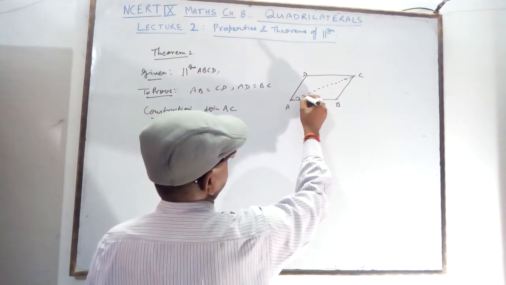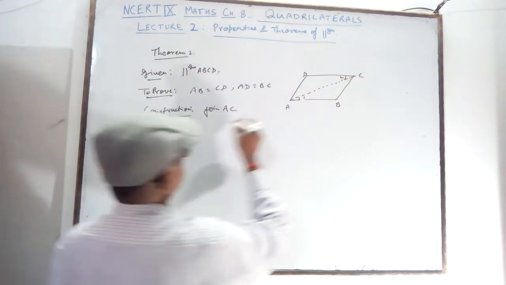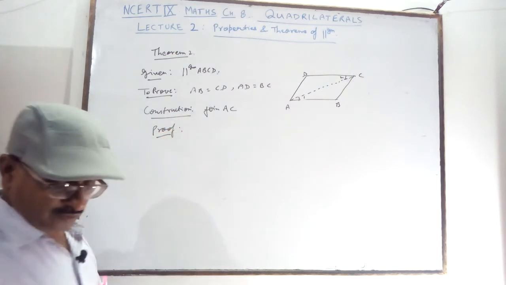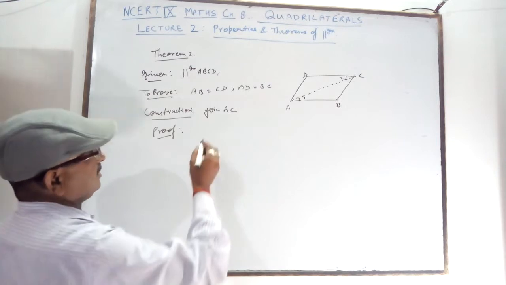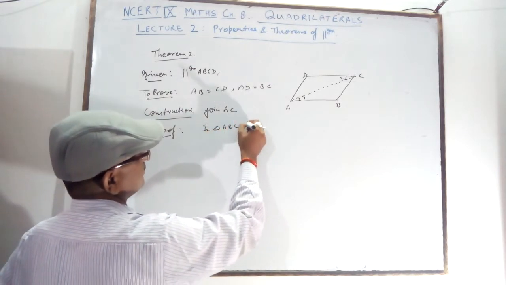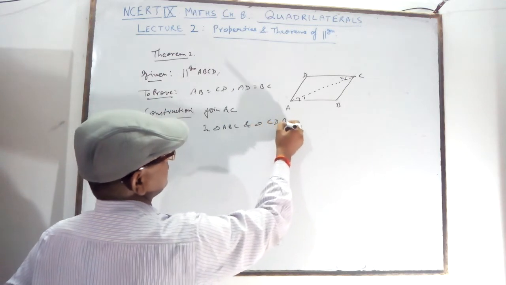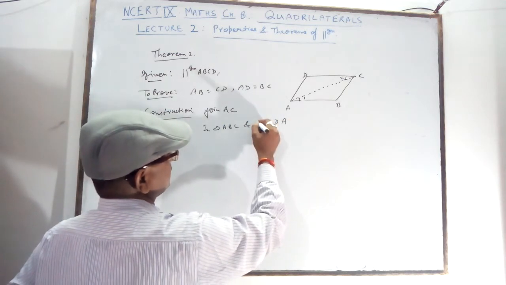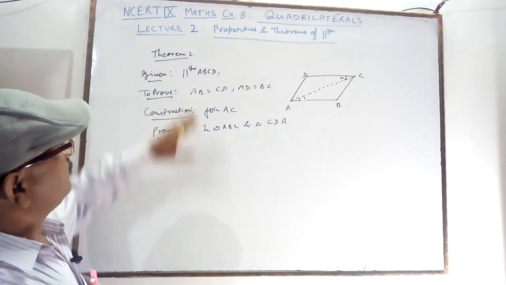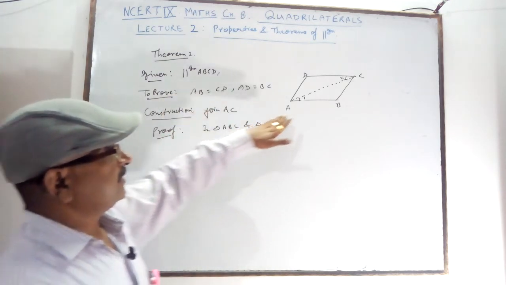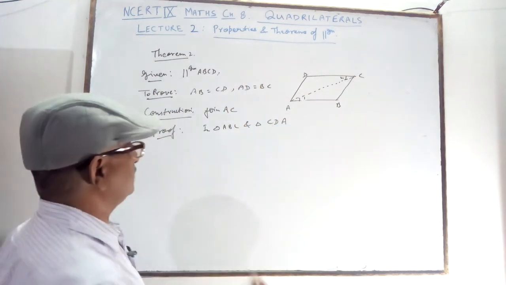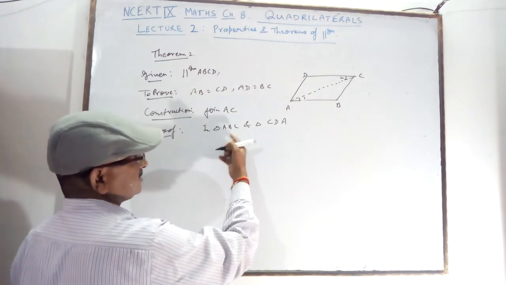Then here 1 and here 2 again. Proof. Like the previous proof, you prove it. Angle in triangle ABC and triangle CDA. We know you can write directly the property of theorem 1, or you write down a diagonal of a parallelogram divides it into congruent figures. So that's why it is congruent.